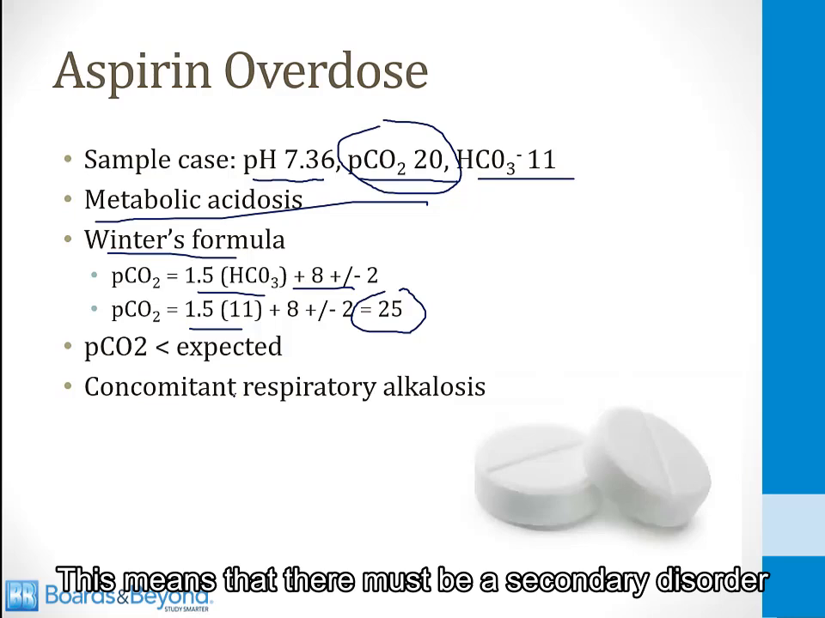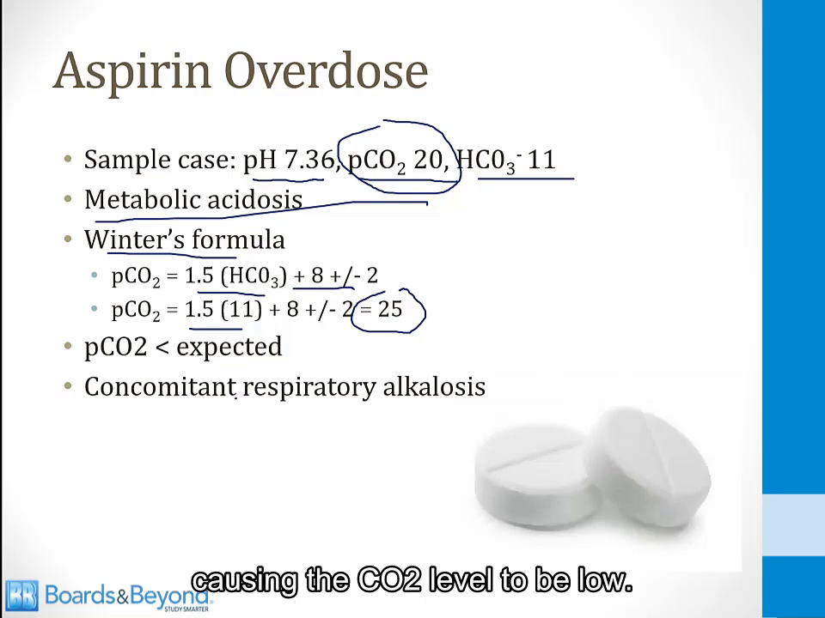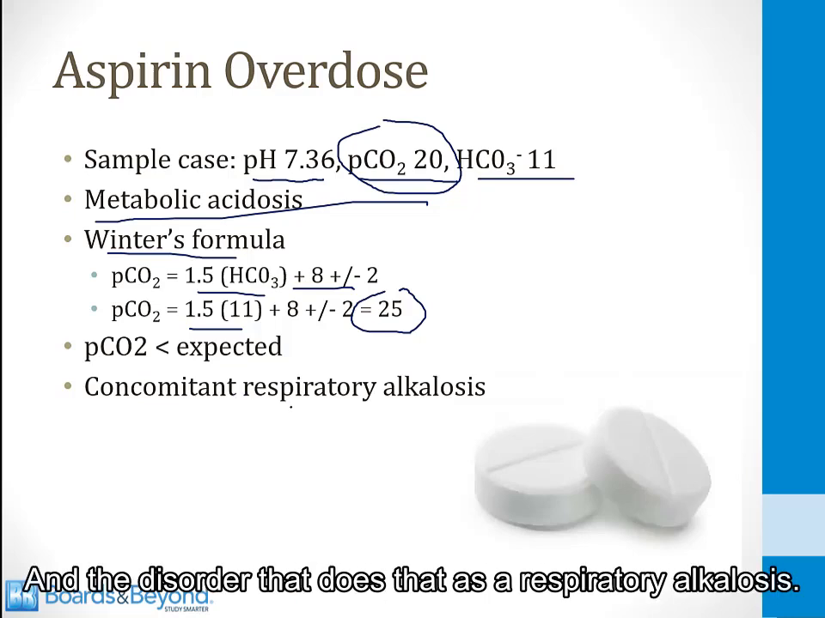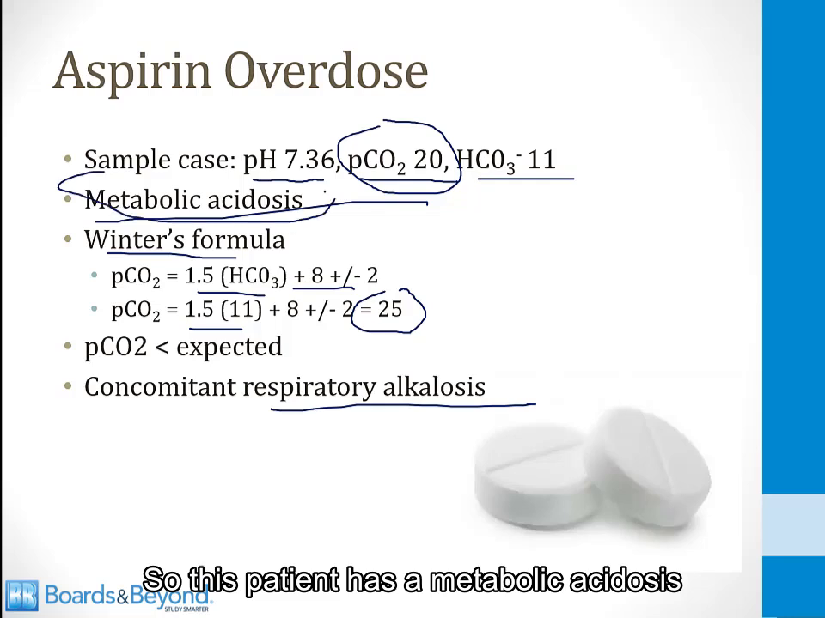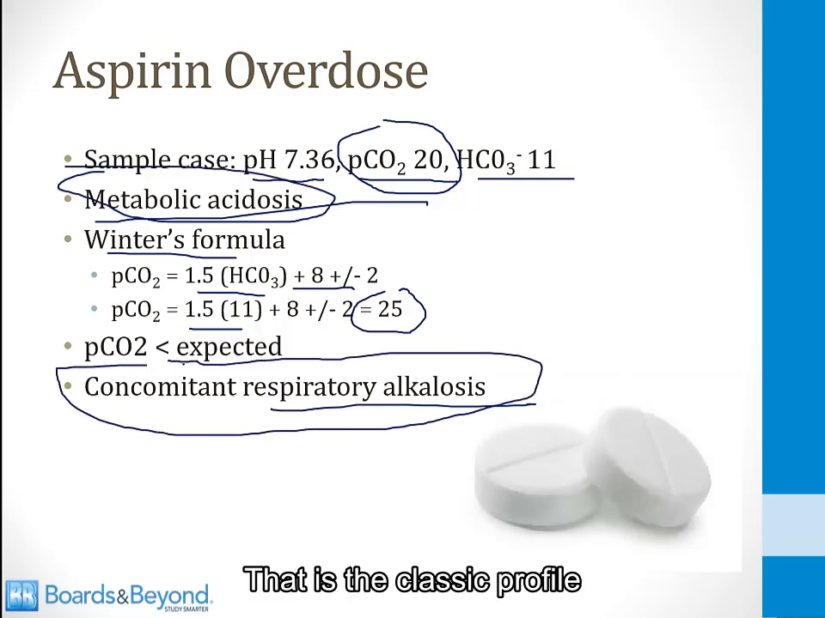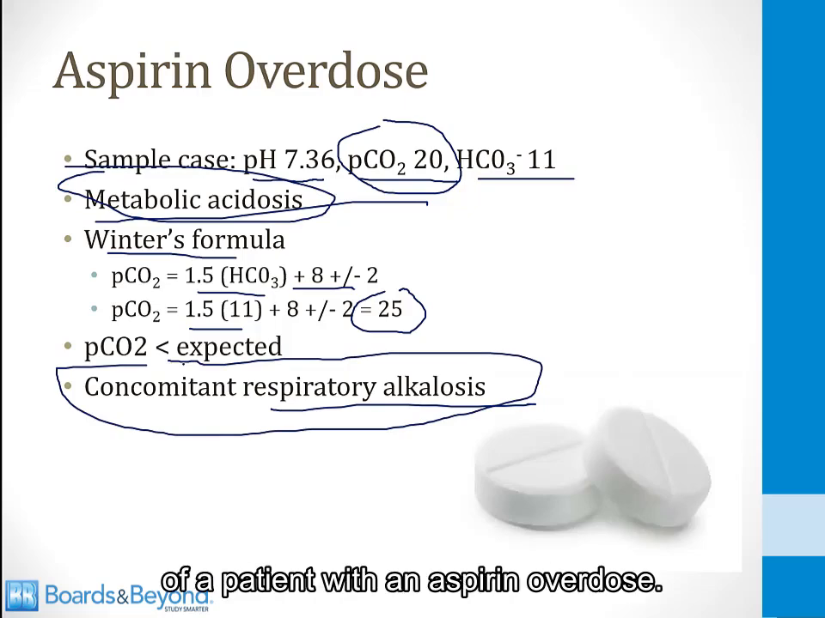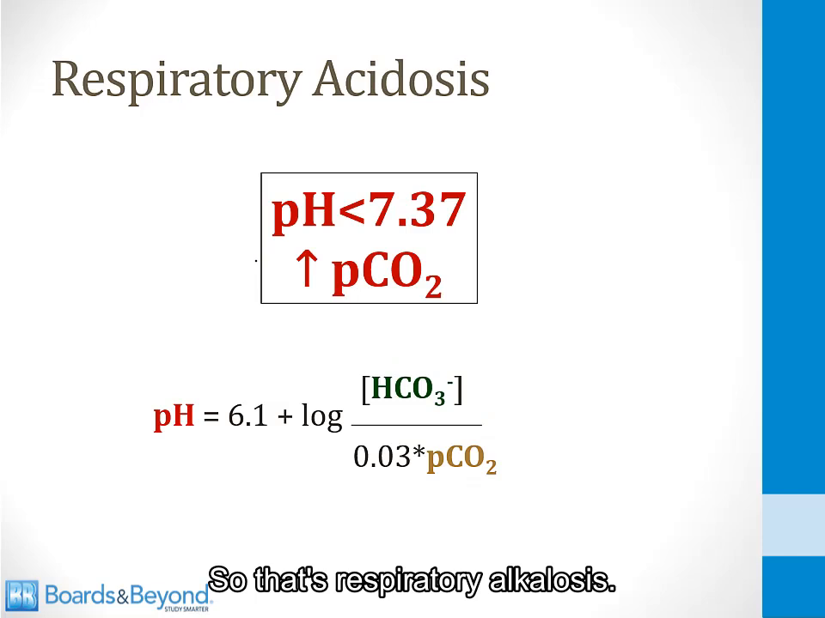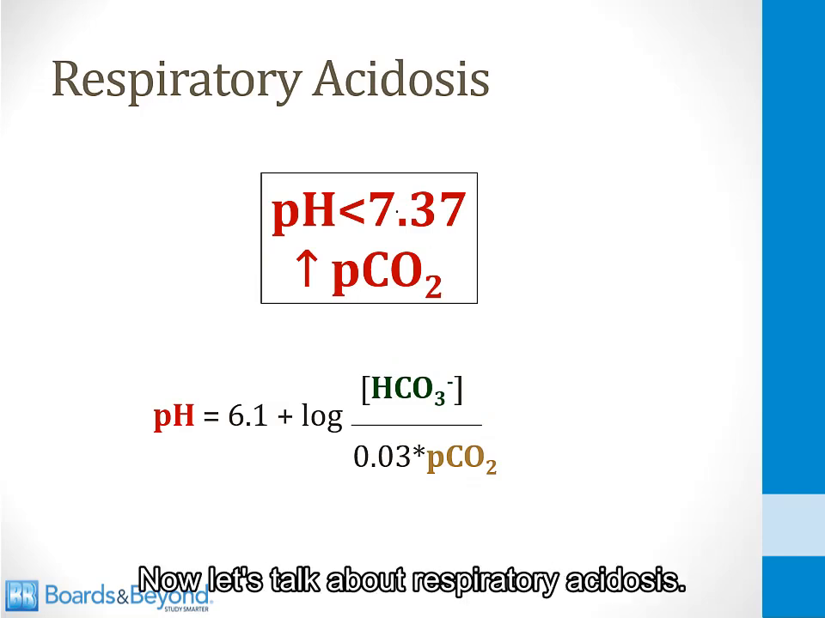This means that there must be a secondary disorder causing the CO2 level to be low, and the disorder that does that is a respiratory alkalosis. So this patient has a metabolic acidosis and a concomitant respiratory alkalosis. That is the classic profile of a patient with an aspirin overdose. So that's respiratory alkalosis. Now let's talk about respiratory acidosis.